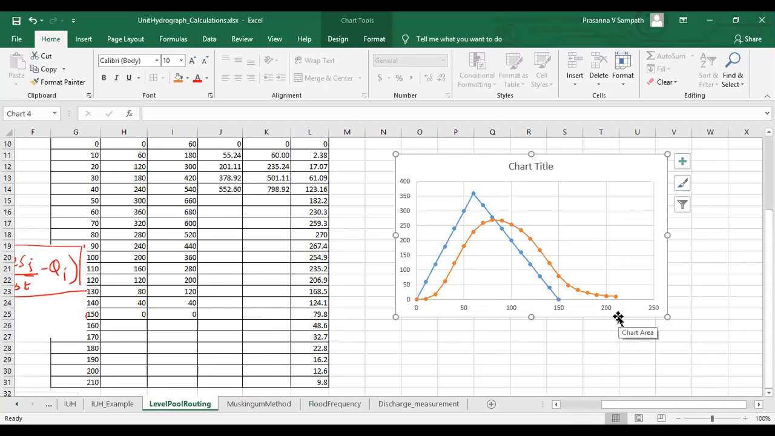The peak of the outflow has reduced. Okay, thank you, Aditya. Somebody else? Anything else that you noticed? Time lag. There's a time lag, right?